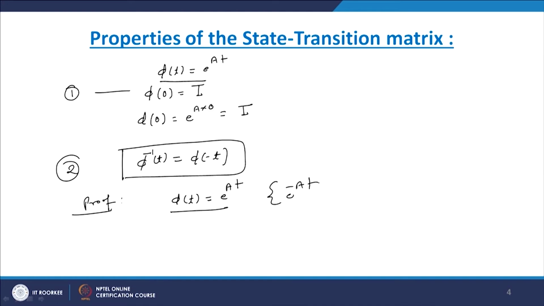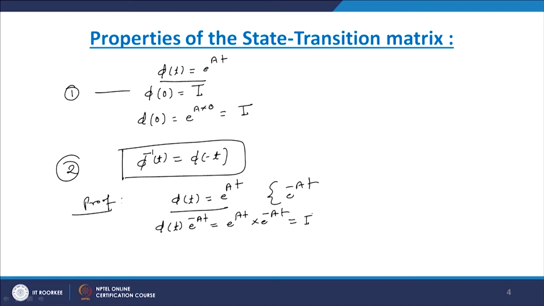So, after post multiplication what will we get? We will get phi of t times e raised to minus a t equal to e raised to a t into e raised to minus a t. This is the post multiplication, that is phi of t multiplied by e raised to minus a t, and here e raised to a t multiplied by e raised to minus a t gives the identity matrix.